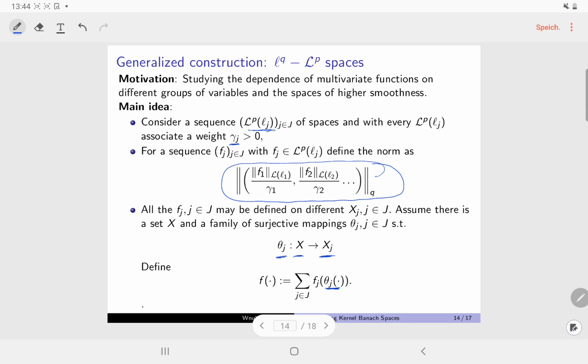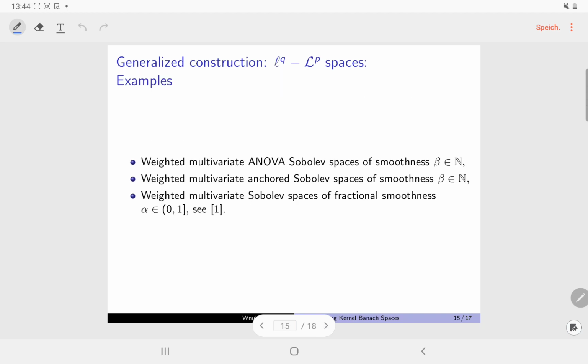So I admit this is a very vague description. This can be made precise, but it would require a lot of time, and I don't want to go into the details now. I just wanted to say that the class of examples for this construction is very big, and in particular, it contains the weighted multivariate ANOVA Sobolev spaces and weighted multivariate anchored Sobolev spaces of different smoothnesses. So of smoothness 1, higher smoothness, but also fractional smoothness.